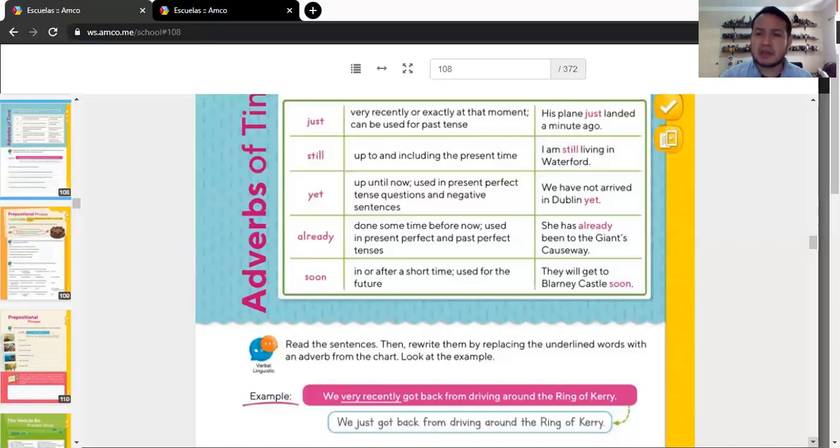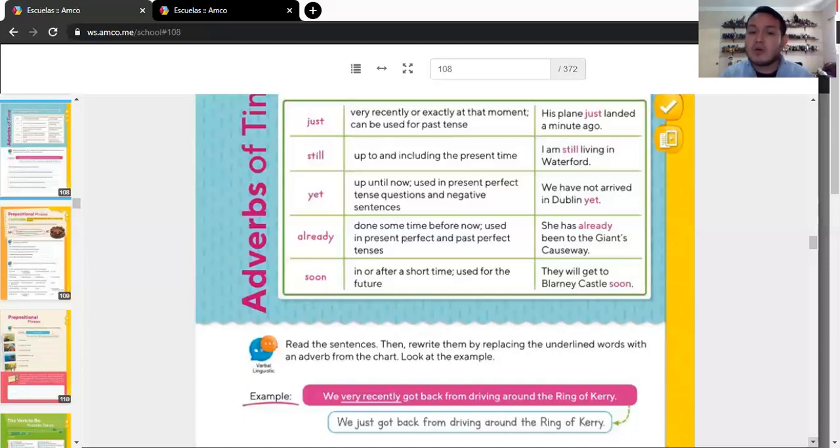Yet: up until now, used in present perfect tense questions and negative sentences. We have not arrived in Dublin yet. I give you another example. I haven't gone to India yet. Yeah, that one is good. I haven't gone, present perfect, have, and then the verb in past participle, haven't gone to India yet. It's something that until this moment, I haven't done. Okay, I haven't been able to do it. I haven't learned Chinese yet because until this moment, I know other languages, but not Chinese.